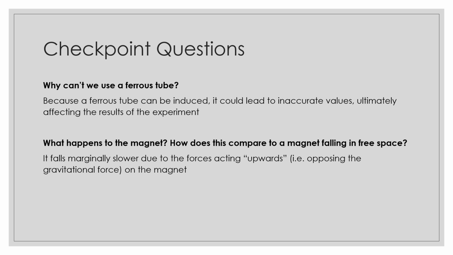Alright, a few checkpoint questions. Why can't we use a ferrous tube? Because a ferrous tube can be induced, it could lead to inaccurate values, which would ultimately affect the results of the experiment. What happens to the magnet, and how does this compare to a magnet falling in free space? So it falls marginally slower due to the forces acting upwards, that is, in the positive y direction, on the magnet.